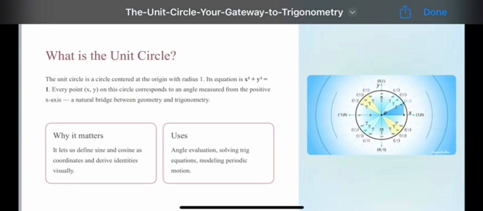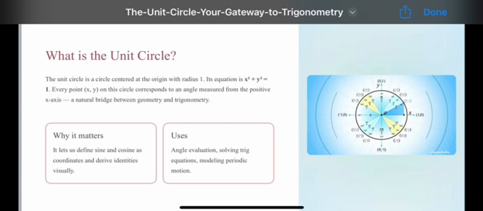What is the unit circle? The unit circle is a circle centered at the origin with radius 1. Its equation is x squared plus y squared equals 1. Every point (x, y) on the circle corresponds to an angle measured from the positive x-axis, a natural bridge between geometry and trigonometry. So, why does it matter?